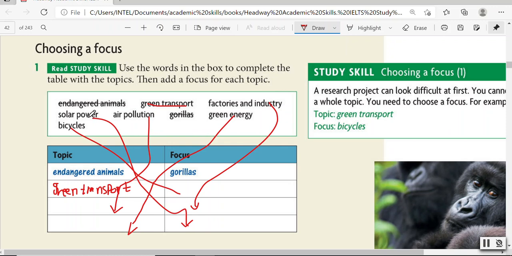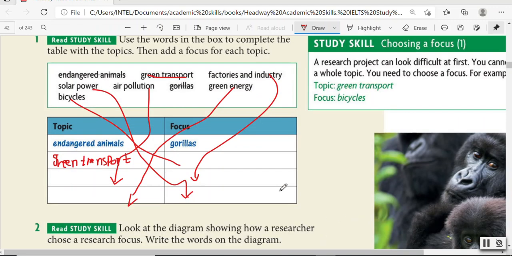Solar power, green energy, natural. Okay, that's all about topic and focus. In the next exercises, we have some exercises about topic and focus.